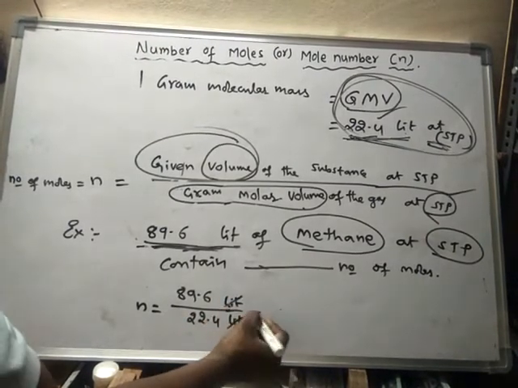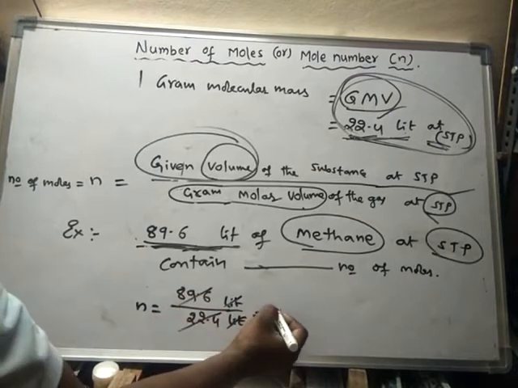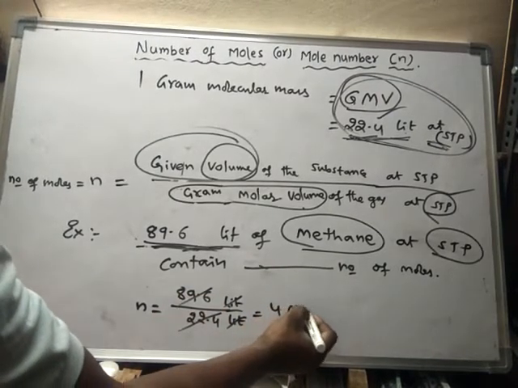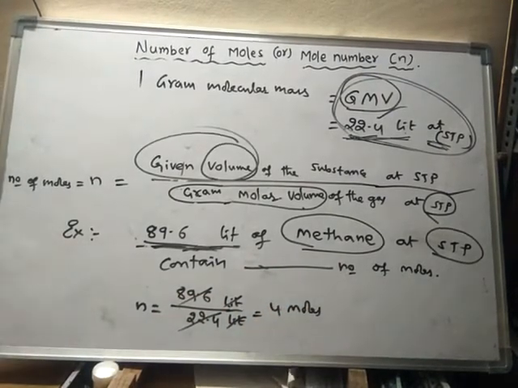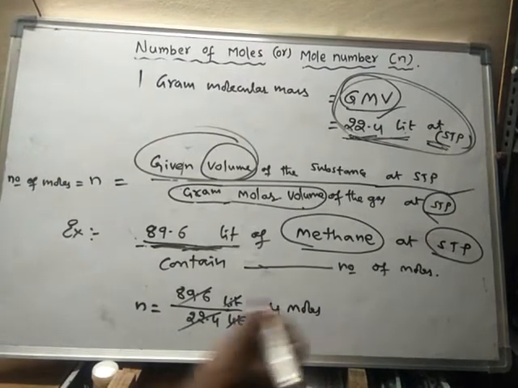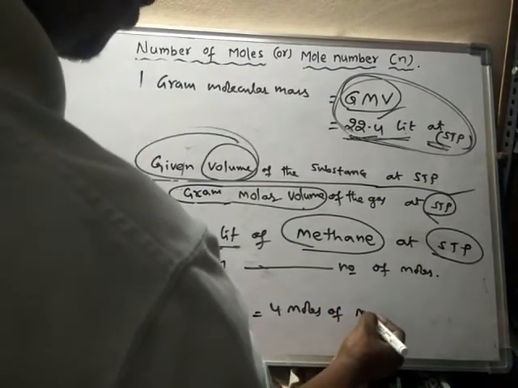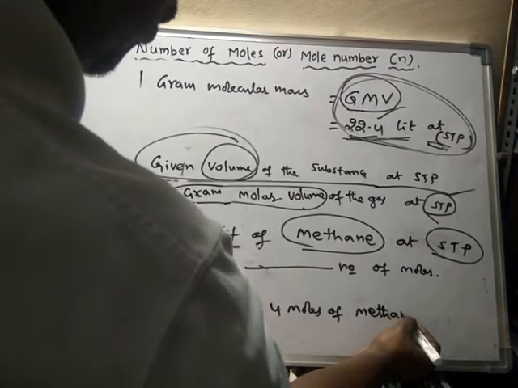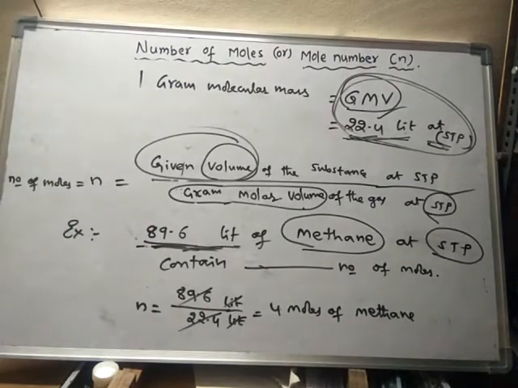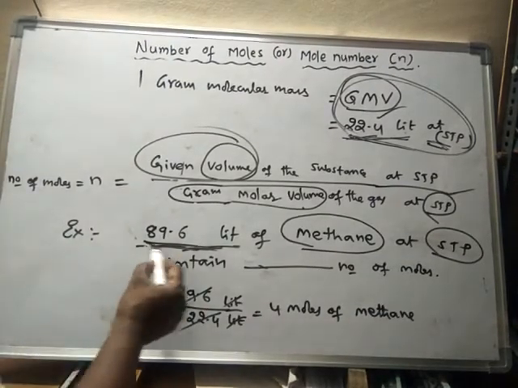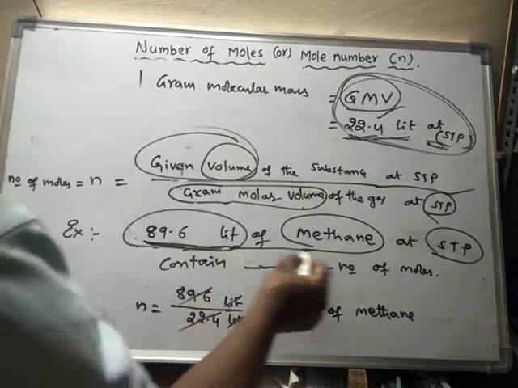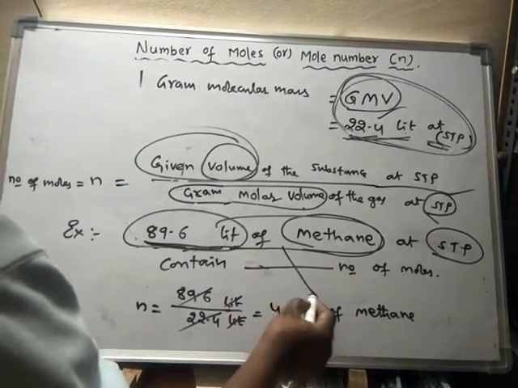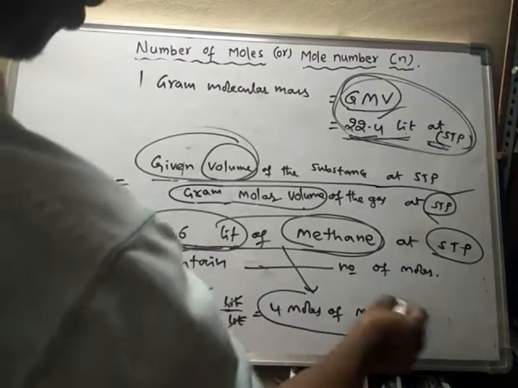Now it will be equal to how much? It will be equal to 4 moles of methane. So that means 89.6 liters of methane will be equal to 4 moles of methane.